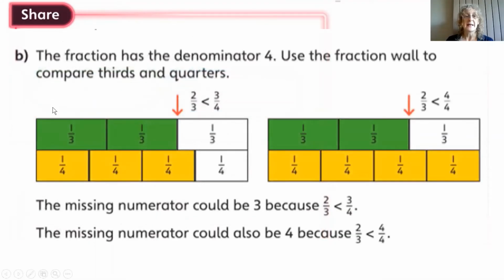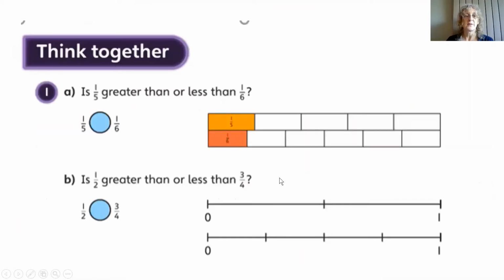Let's look at this again, just to make sure we really understand it. So the fraction rule has got my denominator, and this is in my quarters, and this is in my thirds. We can see that 2/3 is less than 3/4, because 3/4 is here, and this is my 2/3. And we can see that 2/3 here, again, is going to be smaller than my 4/4, which would be the whole thing shaded.